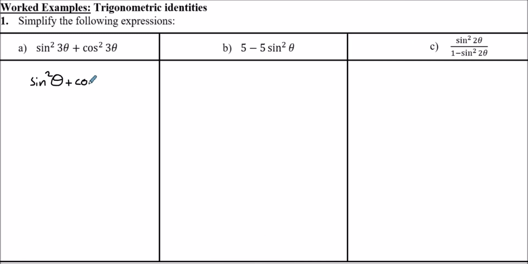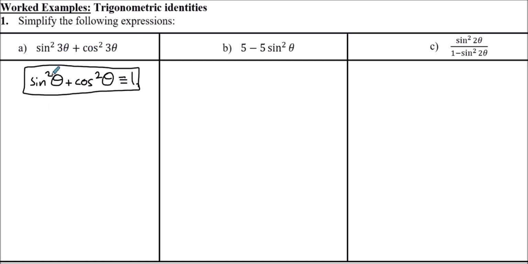is always equal to 1. Now theta can be whatever it needs to be. Theta could be 30 degrees, could be 90 degrees, and it could also be an expression in itself. So sine squared of something plus cos squared of the same something equals 1. So this here is going to equal 1 as well.